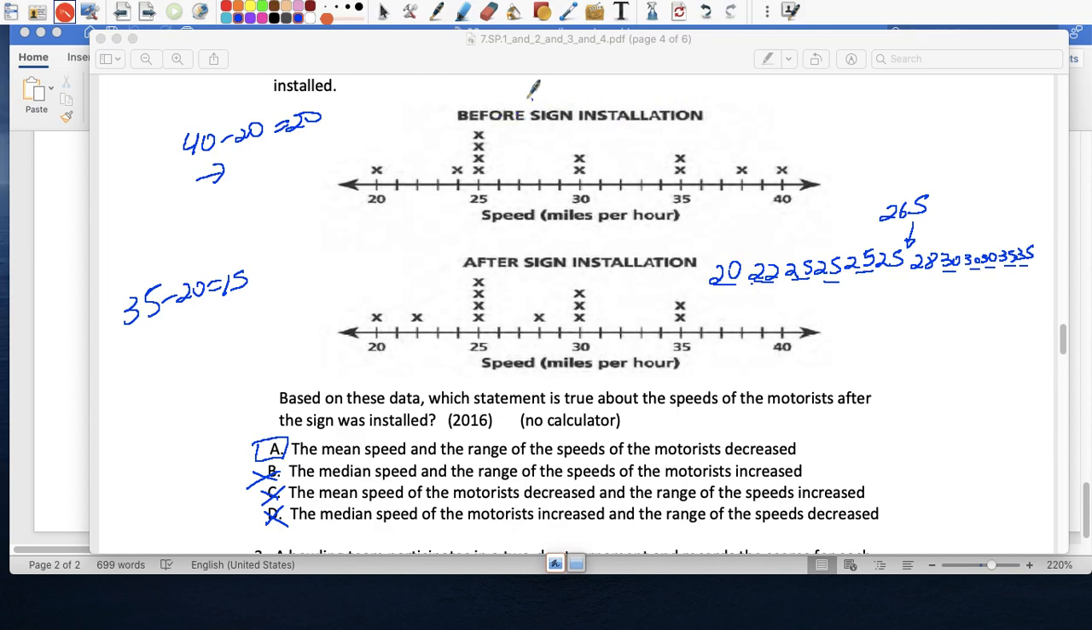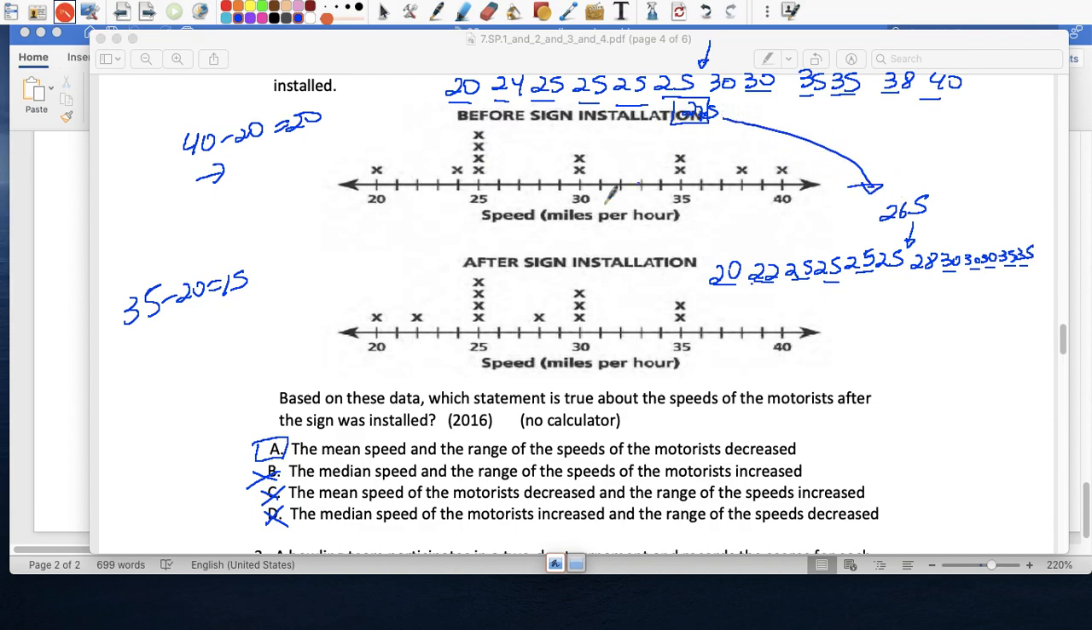Let's see what the median was before. So it's 20, 24, 25 4 times, and then 30 twice, and then 35 twice, and then we had a 38 and a 40. 1, 2, 3, 4, 5. I'm just working towards the middle. And then the number is 27.5, the number in the middle, right? Between 25 and 30. Did the median increase? No, the median decreased. So the only one that really makes sense is A.